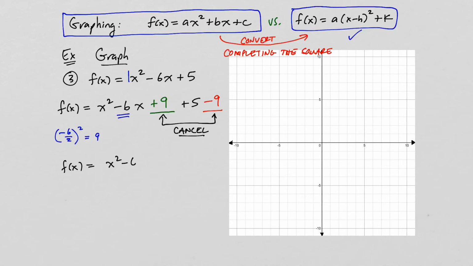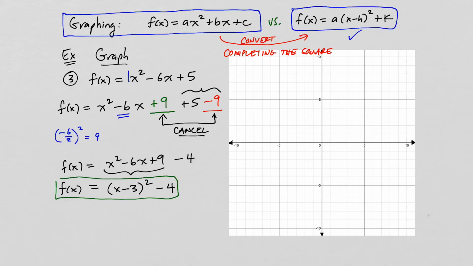as x squared minus 6x plus 9. This is now our perfect square. And then 5 minus 9 is negative 4. And now what we can do is we can factor this. So it's going to be x minus 3 quantity squared minus 4. And you can see now we have converted our original equation, which was in this form. We converted it into this equation, which is in this more useful form.